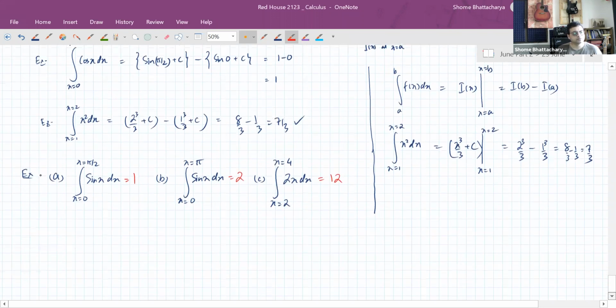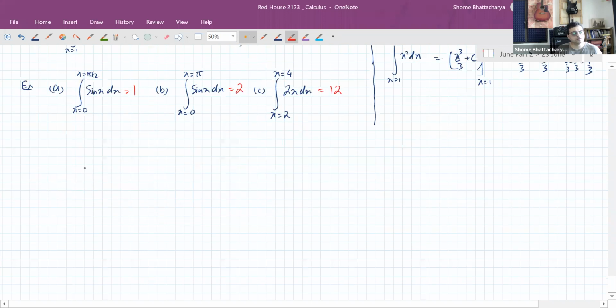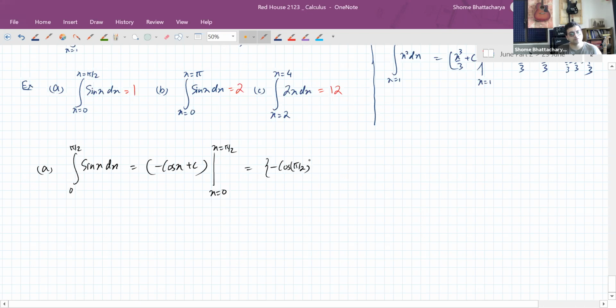Okay, so the first one. Let's first find the indefinite integration, which is minus cos x. But on that, we have to put the limits 0 to pi by 2. So the upper limit value will be minus cos pi by 2, minus the lower limit, which will be minus cos 0. So this becomes 0 minus of minus 1. That's how we get 1.